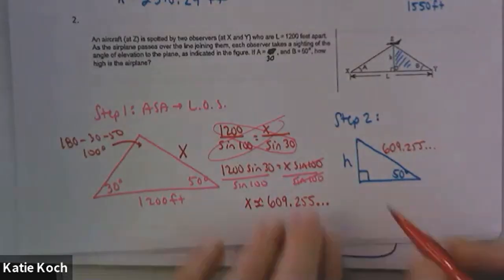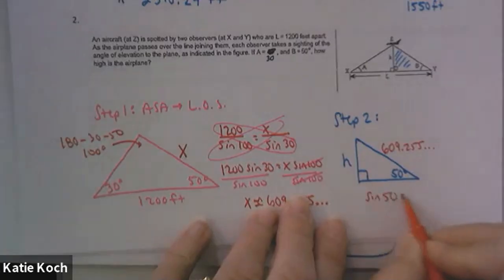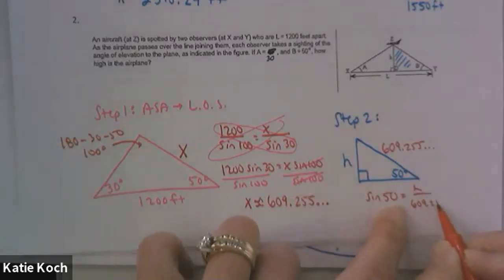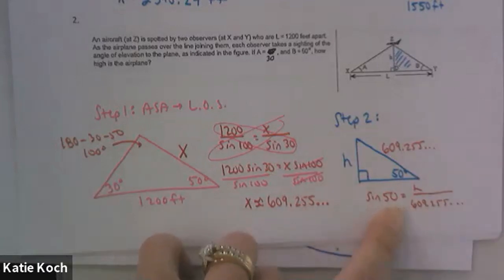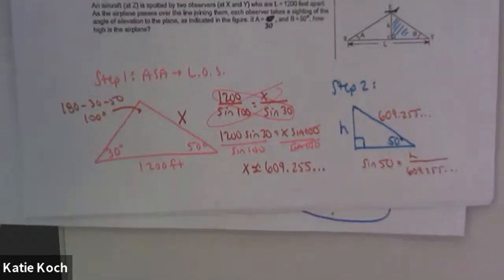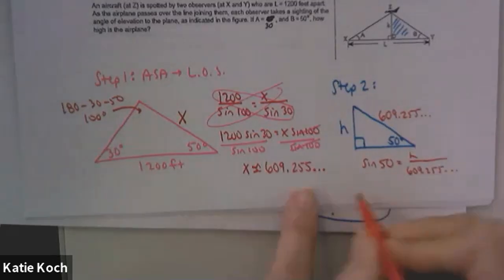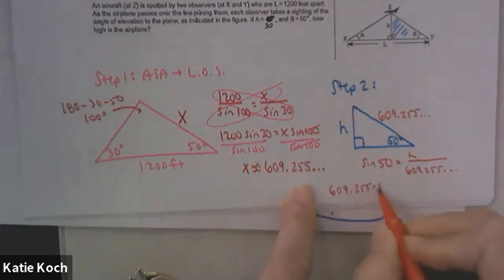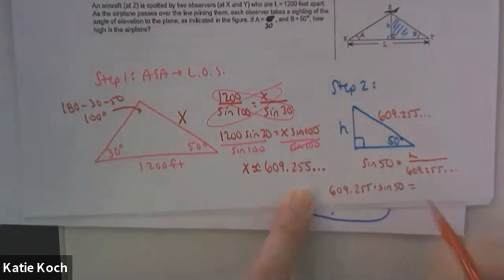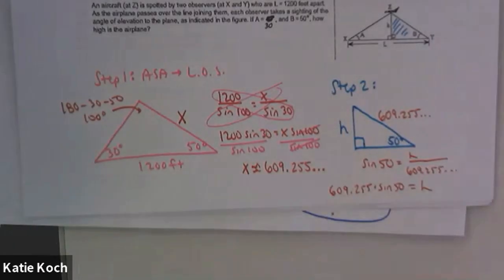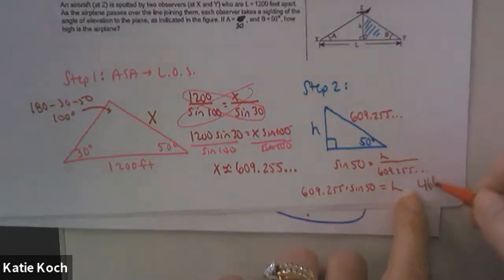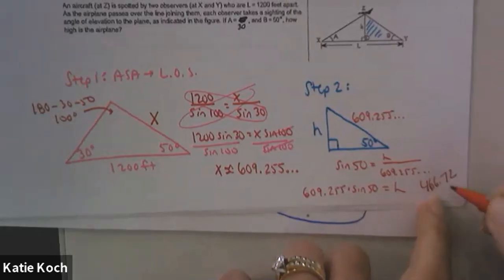So I have the sine of 50 equals opposite, which is h, over hypotenuse. And this is where I said, please don't round. Actually use this number. Because on your calculator, what you could do is take that exact number, 609.255, and then just say times the sine of 50. And I think I got 466.72 feet when I did that.